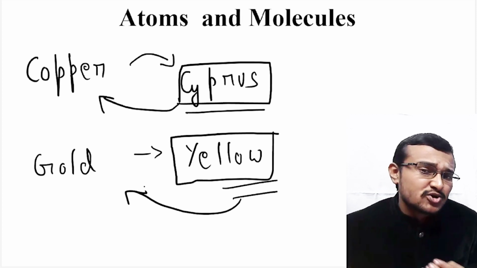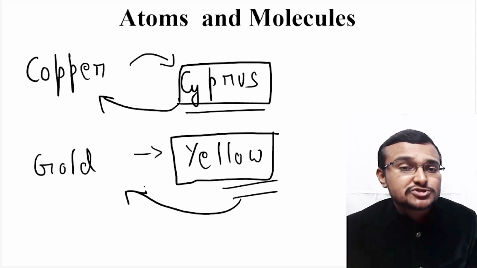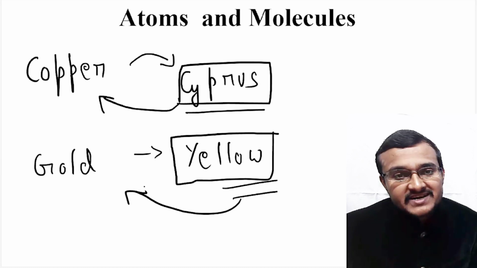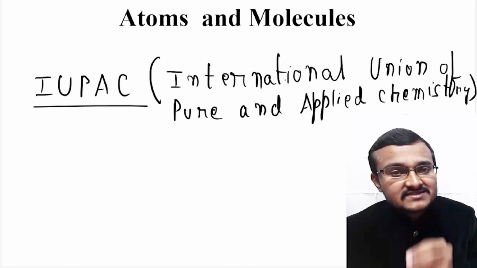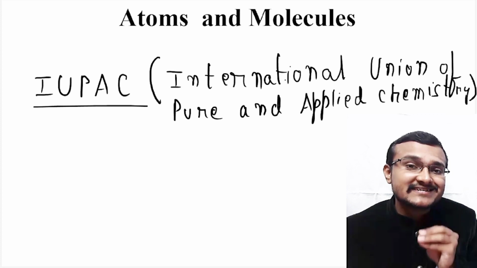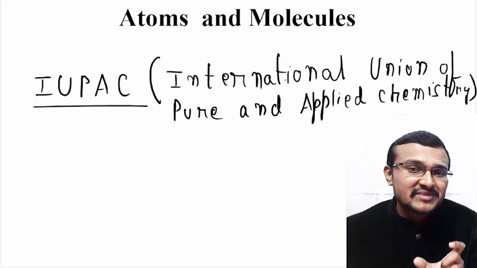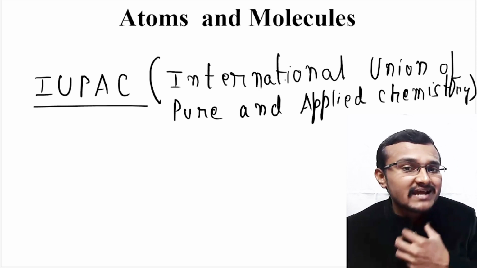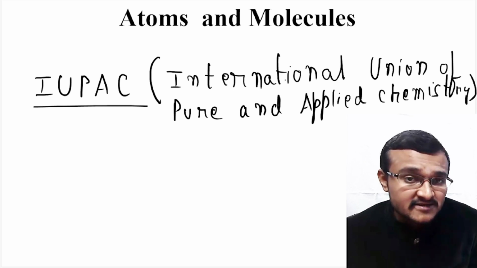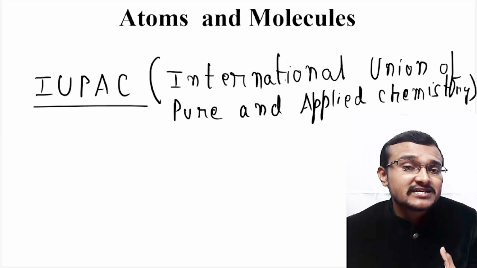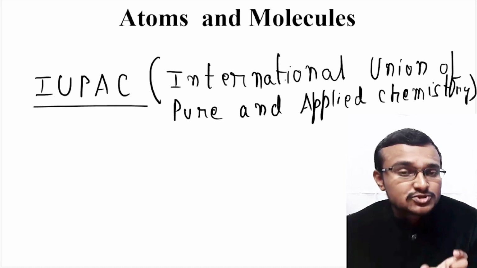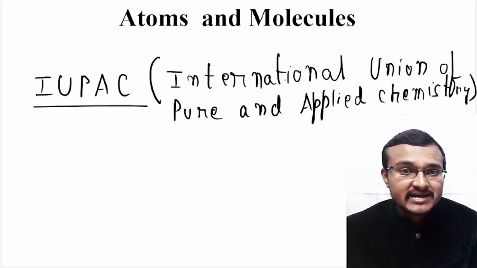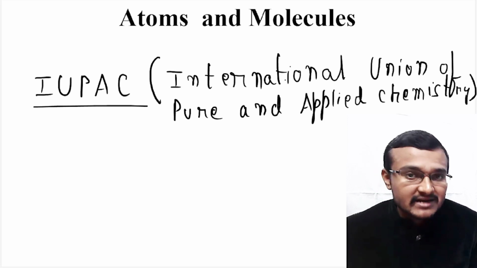So like this, based on the origin of an element and also based on its appearance, various names were given for different elements in the periodic table. This is a scientific organization which decides the nomenclature of elements and also the nomenclature of different compounds. Whatever compounds and elements are there in nature, all of them are given an IUPAC name. This nomenclature is done by the scientific organization named the International Union of Pure and Applied Chemistry.